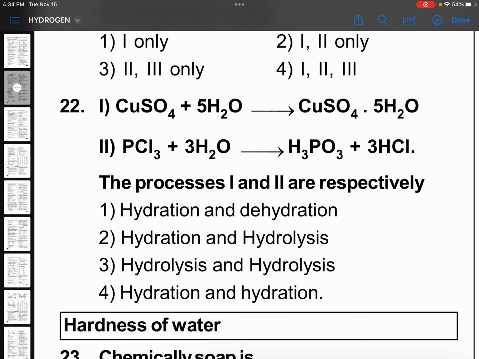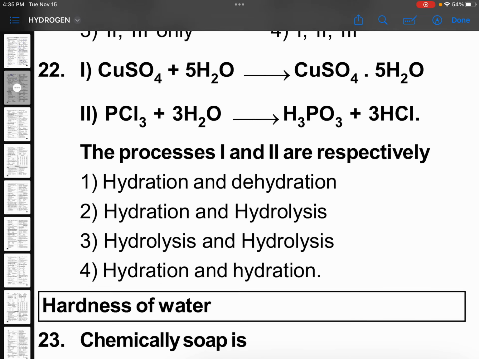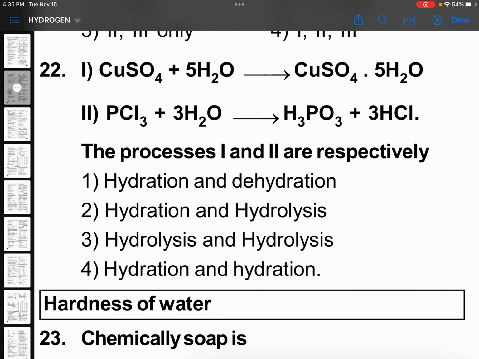Copper sulfate pentahydrate CuSO4·5H2O, and PCl3 plus H2O gives H3PO3 plus HCl. In the first case, you can see copper sulfate dot 5H2O. When dot 5H2O is there, you are adding water, so this is called hydration. In PCl3 plus H2O, chlorines are out and water molecules are in, in the form of OH. So this is hydrolysis. Hydrolysis means you are breaking the bonds using water. In the first case, you are just adding water, so that is hydration. Second is hydrolysis, option 2.